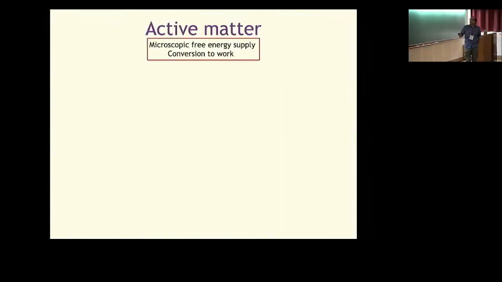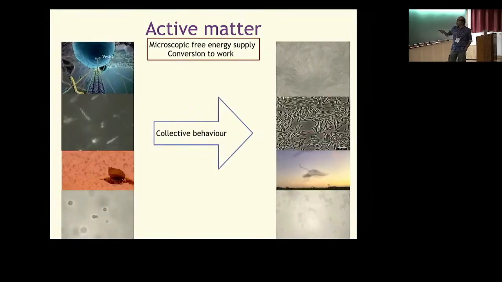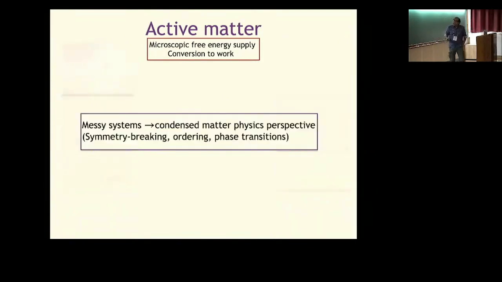So we know what active matter is. These are systems containing individually energized particles which perform some work while dissipating that energy. Typical examples go all the way from motor filament systems to flocks, herds, and schools, and to various artificial realizations. And while all of these systems are messier than systems that one usually considers in condensed matter physics, I'll look at these systems from a condensed matter physics perspective.